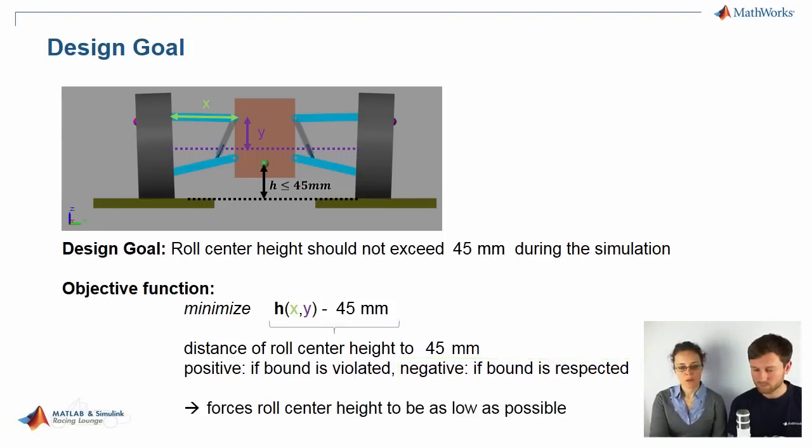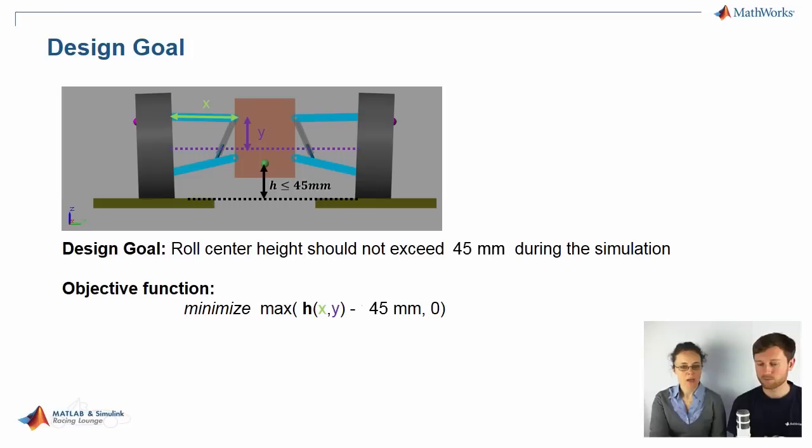Okay. So it forces the roll center to be as low as possible. That's not what we actually want here. So we have to extend this formulation. How can we do that? We will introduce a maximum into that, because I will only want to consider that whenever it's positive.